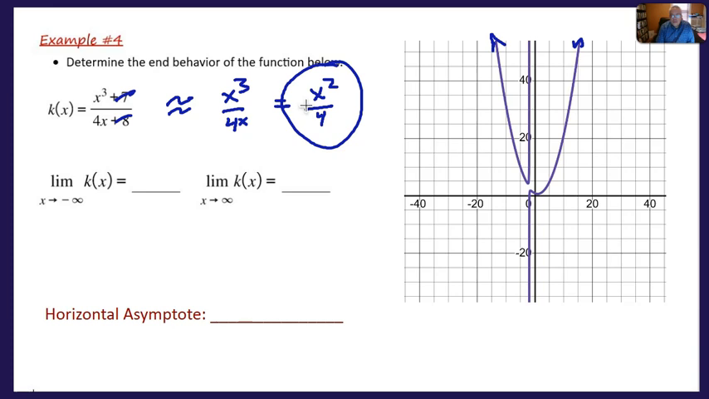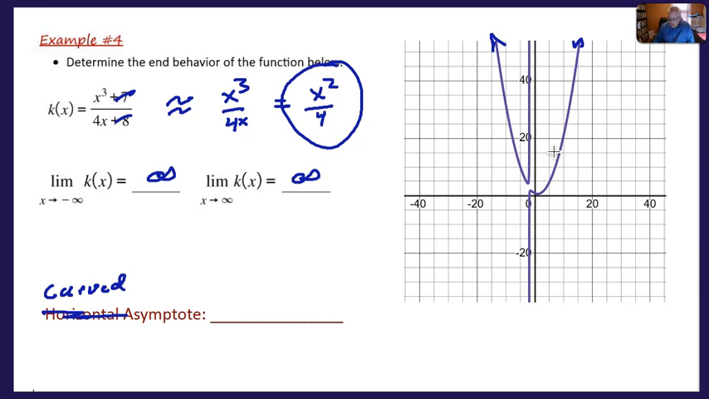The leading coefficient, 1/4, is positive, the degree is even, and on both sides, this goes to positive infinity. So we don't have a horizontal asymptote. We don't have a slant asymptote. This time we have a curved asymptote. It approaches this parabola, this curve, as x goes to infinity or negative infinity.